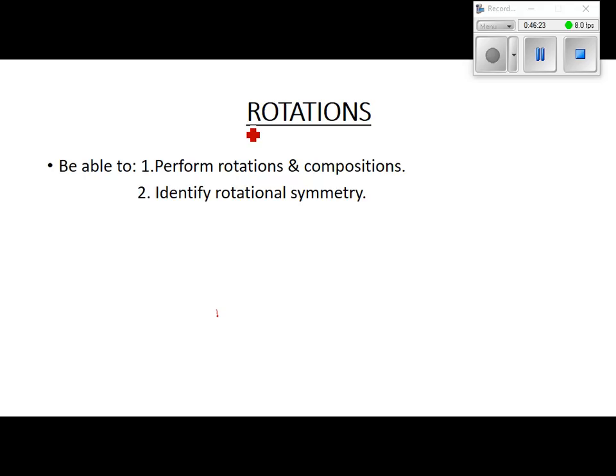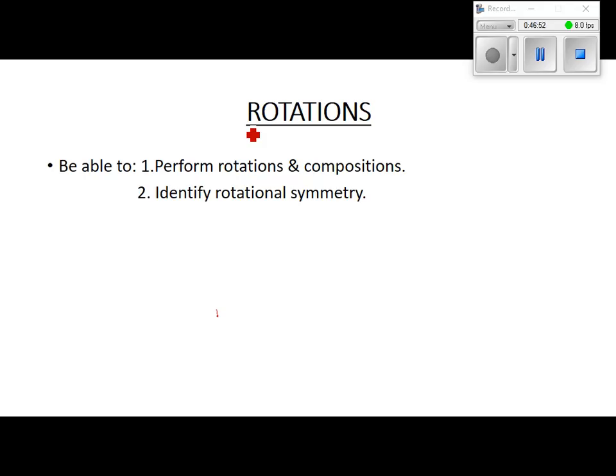Right, quickly, rotations, what we're going to cover today. Be able to perform rotations and compositions. What's a composition again? Adding two or more transformations. So we're going to do not just one thing, but two things. Right, Curtis? Quit looking at everybody. So we're going to do those.